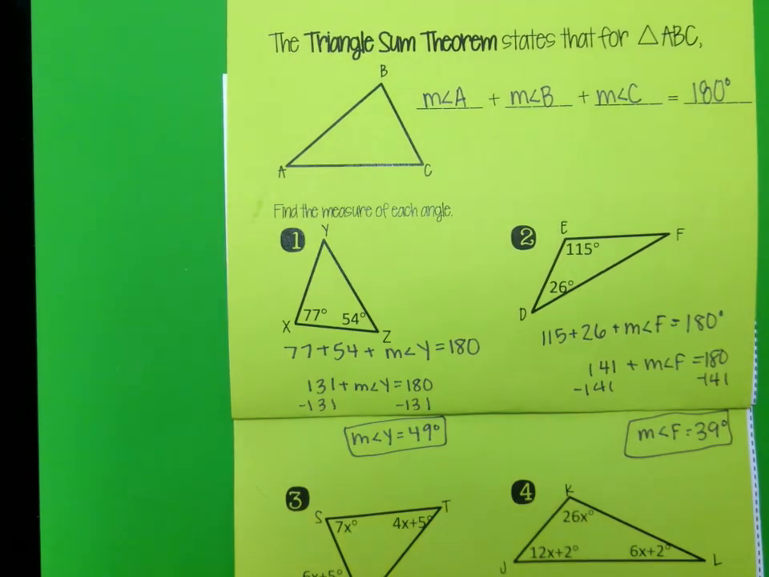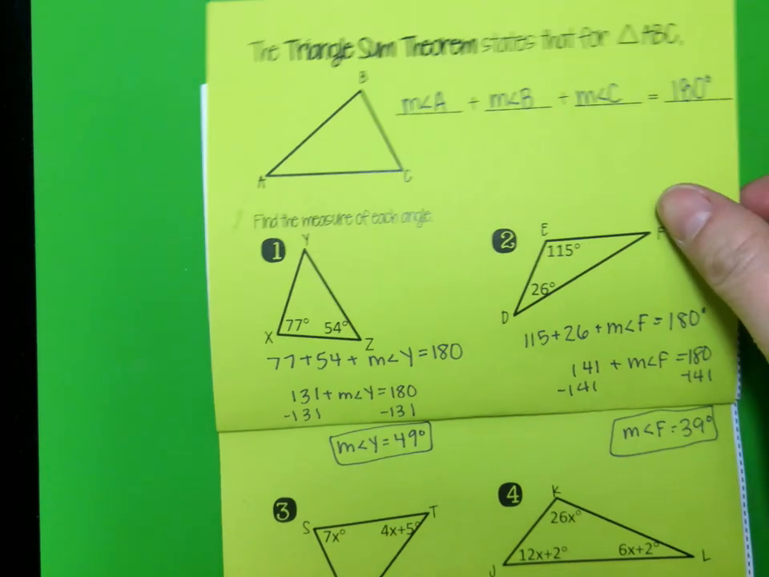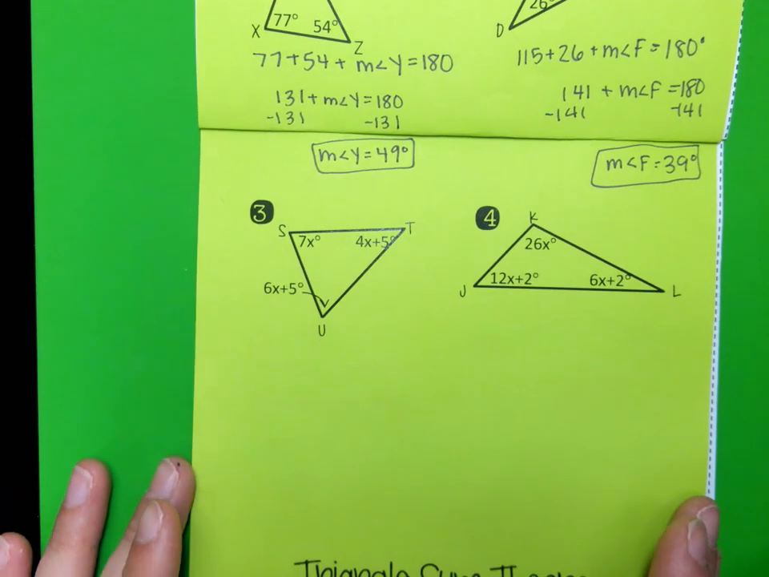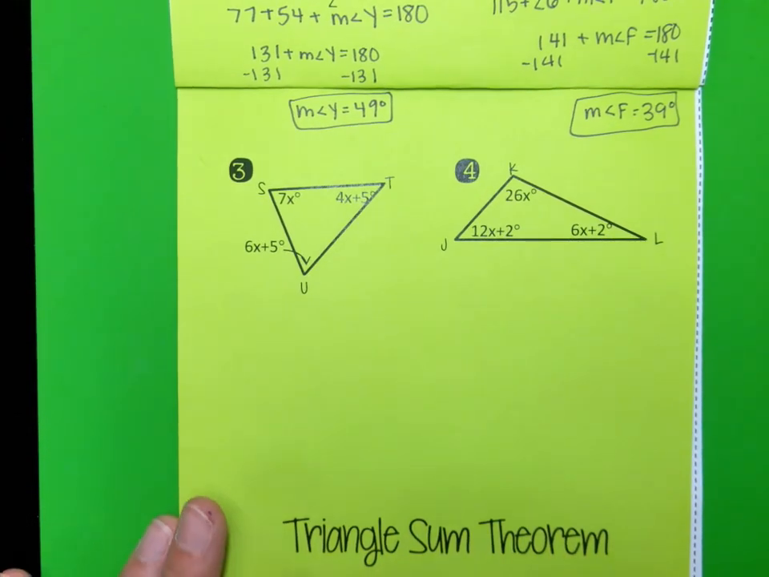How'd you do? All right, so if we look at the bottom ones, they are different because we don't have any solid numbers. We have x's in every angle. The only difference is we have x's. You're going to do it the exact same way.